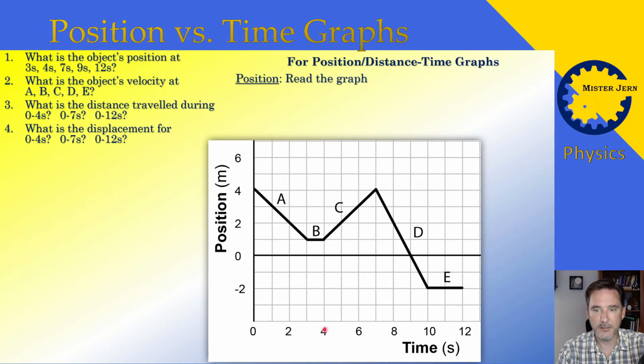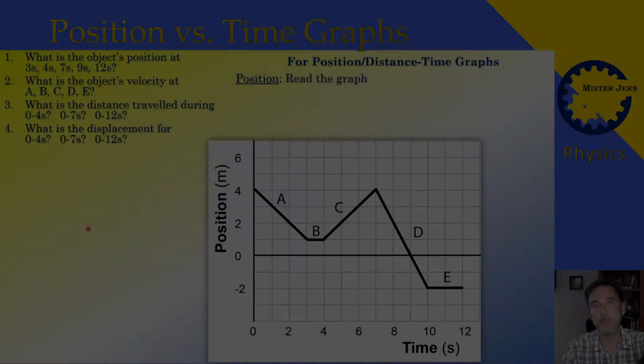At 4 seconds, looks like the position is still 1 meter. At 7 seconds, I go over to 7, I go up, and it looks like the object is at 4 meters. At 9 seconds, I go over and don't have to go up, it's at 0 meters. For 12 seconds, looks like the object has moved back to -2 meters. So that's basically it for position. You read the graph, nice and simple.